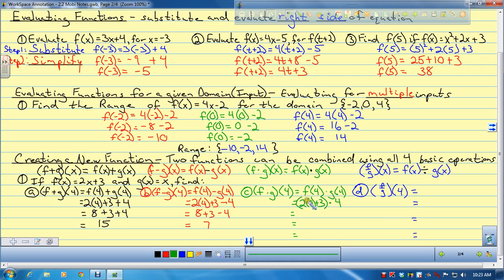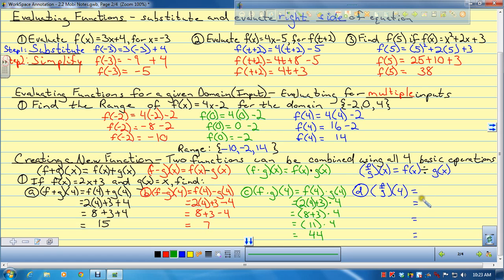Okay? So 2 times 4 would be 8. So I've got 8 plus 3 here. And I'm going to take that whole thing times 4 once I get it. So I've got 11 times 4, which is 44. Everybody hopefully sees that. If not, pause it. Maybe take a look down through the steps again. Okay.